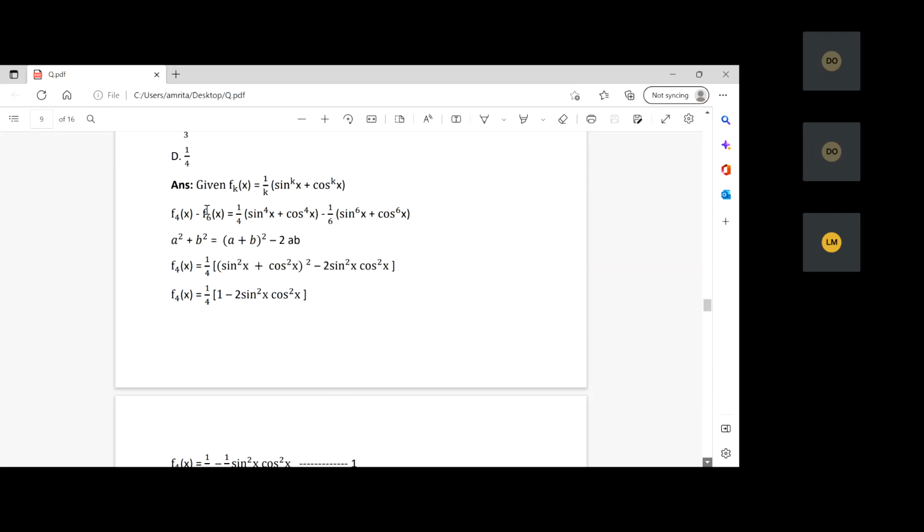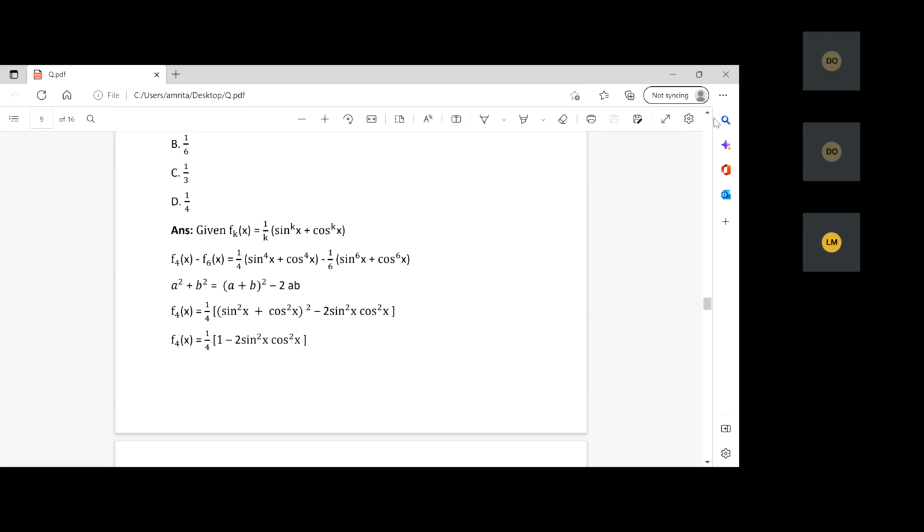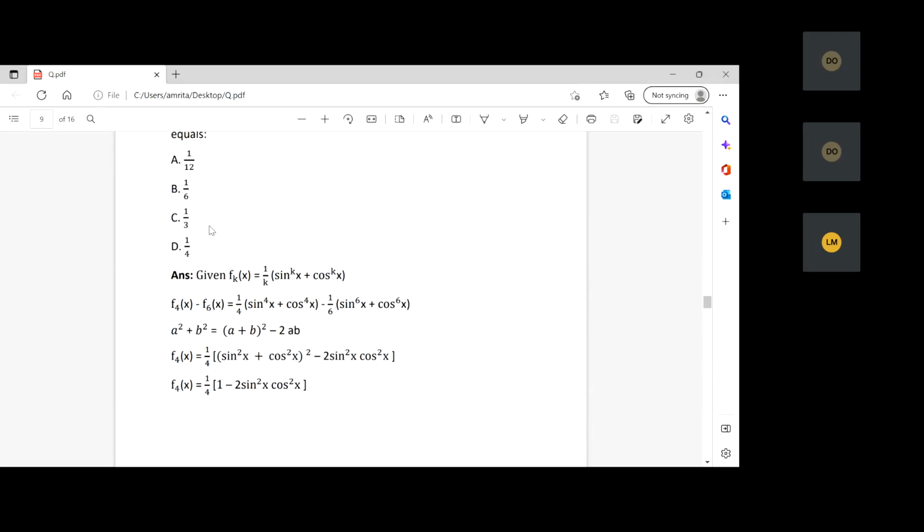So this is the basic idea. f4 of x minus f6 of x equals 1 by 4 into sine raised to 4x plus cos raised to 4x minus 1 by 6 into sine raised to 6x plus cos raised to 6x. Now look at the options. It's just numbers. So you need to arrange these things in such a way that all these formulas disappear, or you have to get values in the place of sine and cos in such a way that you get something like 1 by 12, 1 by 6, 1 by 3, 1 by 4. You need to think in that way.